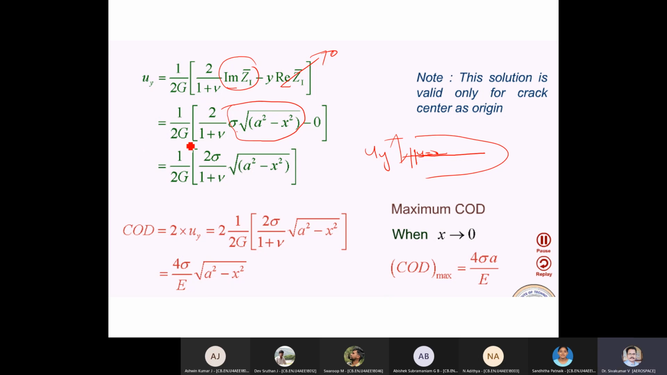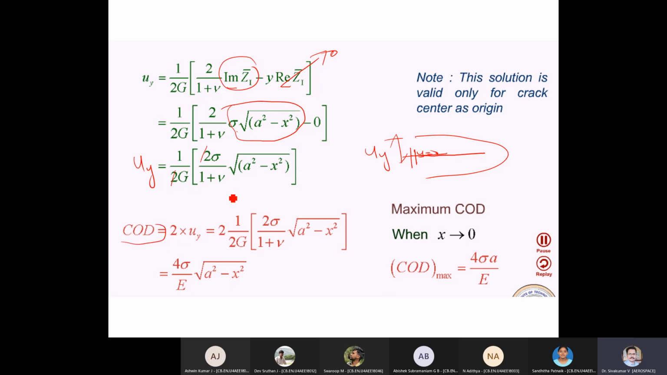Once I rearrange the things, it will become like this. So this and this get cancelled, something like that. Now I got my uy. I got uy as 1 by g into sigma by 1 plus this. Right, now uy is 2 sigma. That means, okay. So now COD.